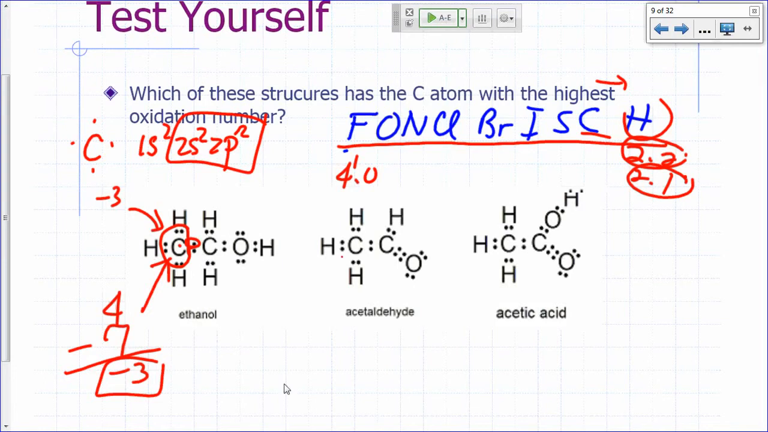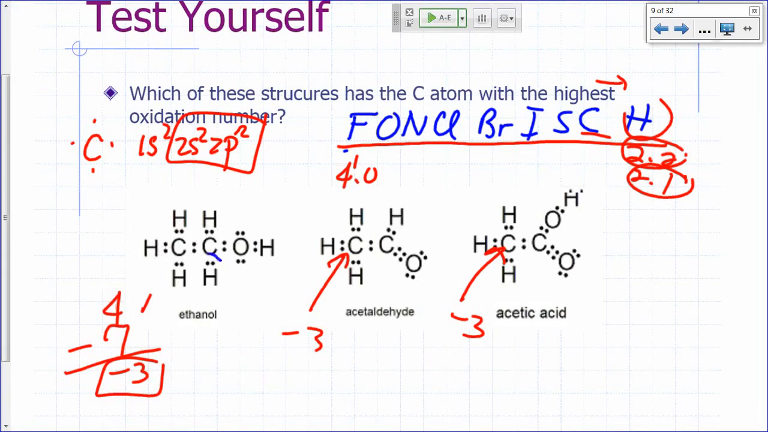Can you quickly tell me what's the oxidation number of this carbon right here? It's -3, just like the other one. How about this carbon right here? Also -3. Let's try this carbon right here, the second carbon.